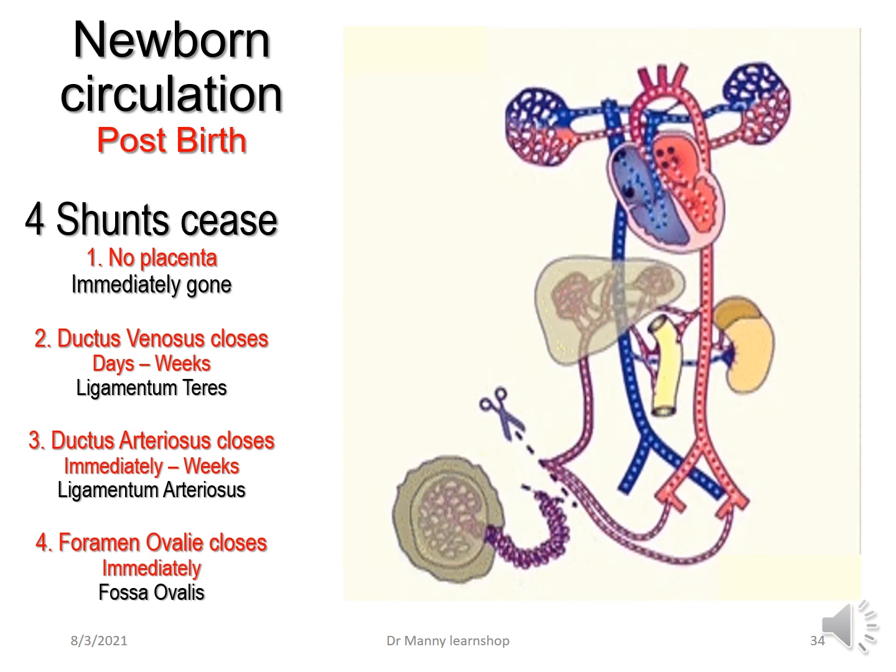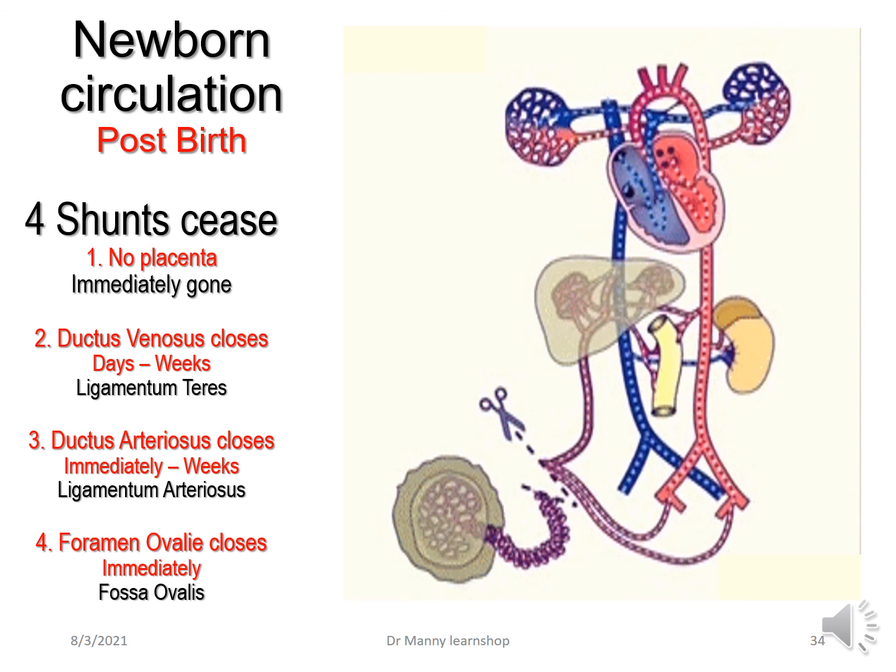After birth, there are some changes. The forced shunts cease because the placenta is no longer connected to the fetus, which is now not a fetus, but a newborn infant. So the placenta is immediately gone, which means the heart actually is in for a shock. It has to start working even harder now, because the placenta is no longer supporting it.